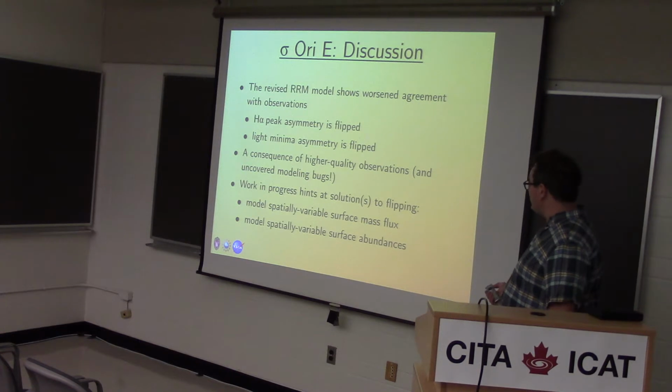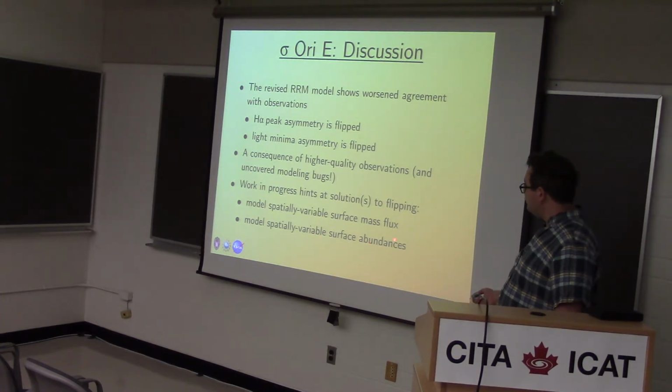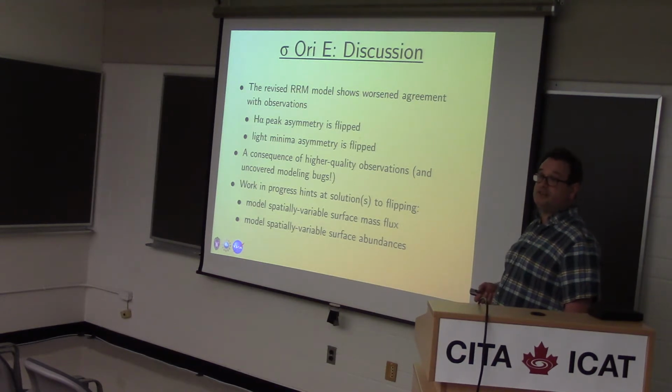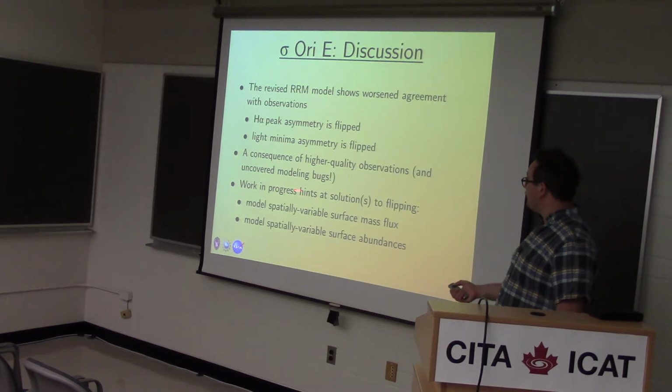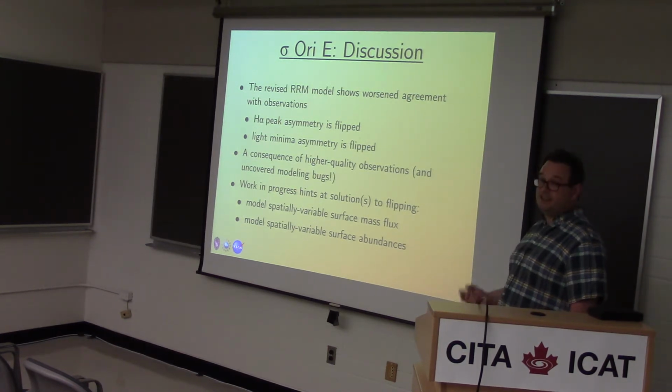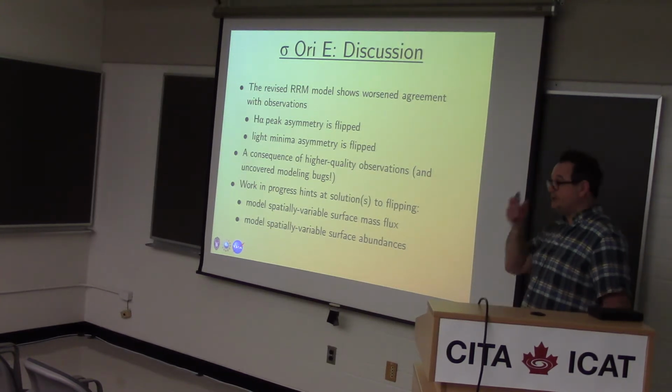And so initial attempts at basically modulating the wind driving based on the surface abundance distribution have managed to flip things round again so that the H-alpha emission is stronger on the blue side than the red side. So that certainly is looking promising. Basically, what this modification does is it changes the distribution of mass in the magnetosphere so that one lobe is now more massive than the other lobe, and that gets us back into agreement with observations.